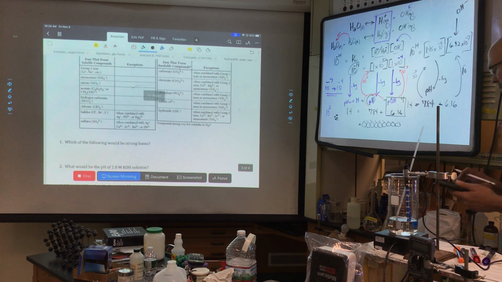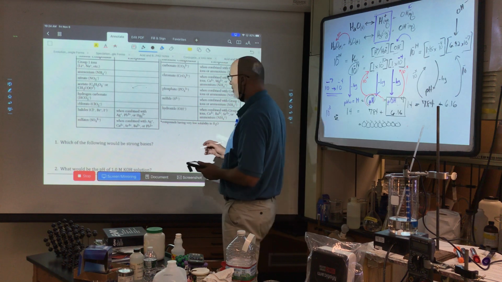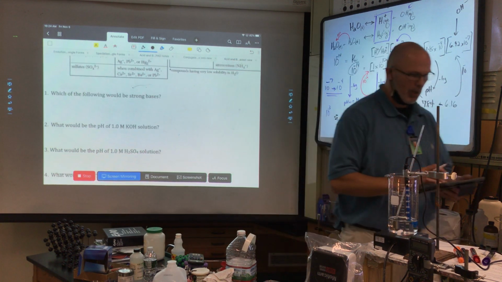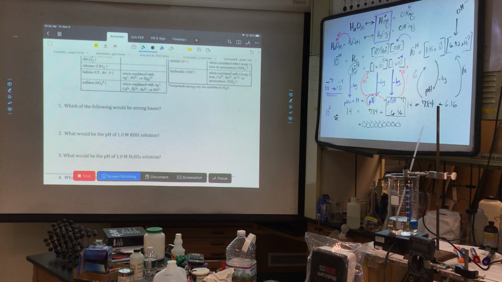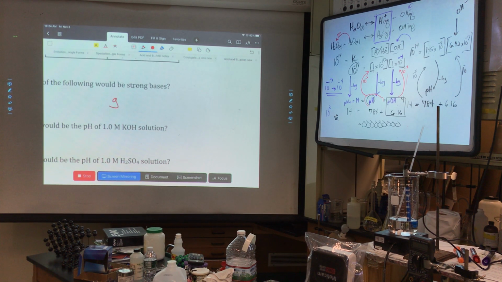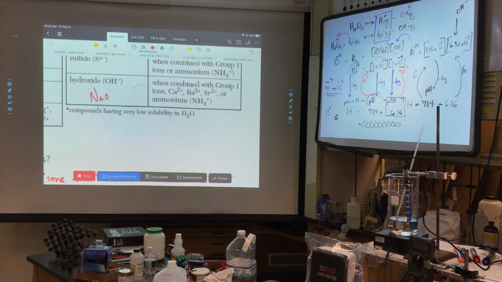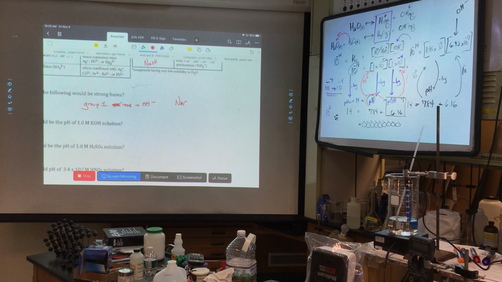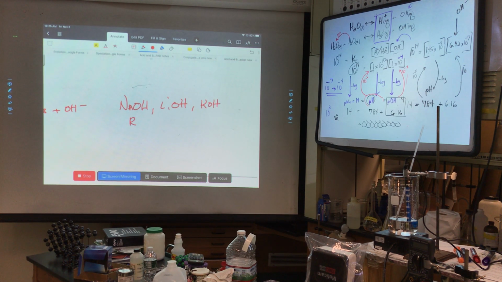So let's go on to the page. Okay, we should know our strong bases, right? Let's do this one. It's important to know that. Which of the following would be strong bases? We would say group one ions plus the hydroxide, because notice, hydroxides like NaOH are soluble. So do we have NaOH, LiOH, I should start with that one. We have potassium hydroxide, all group one ions, rubidium hydroxide, cesium hydroxide. And are there some exceptions?